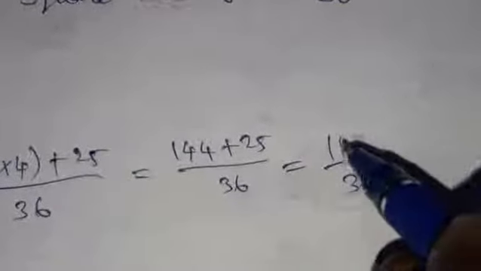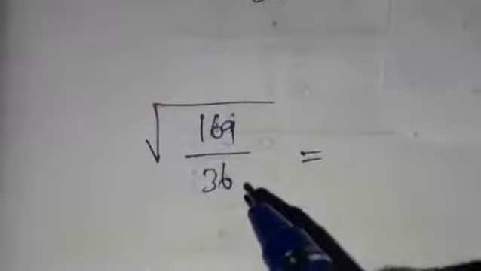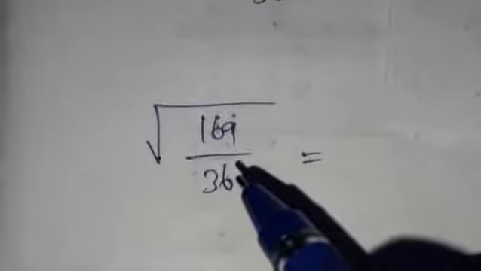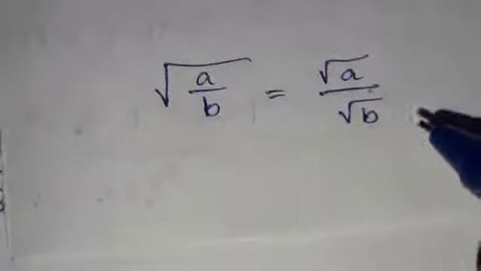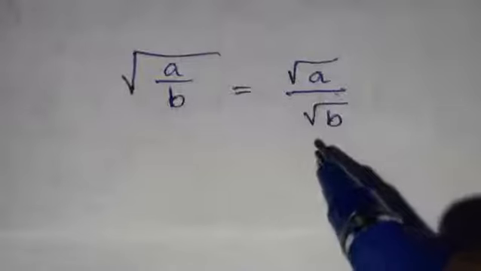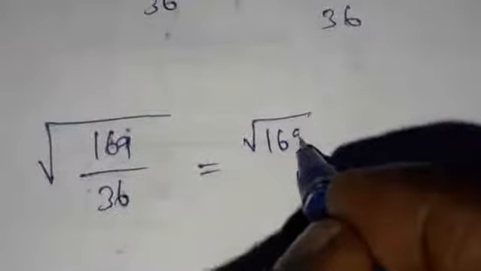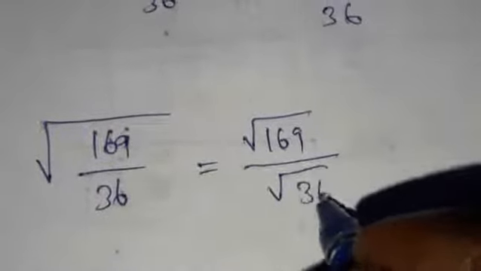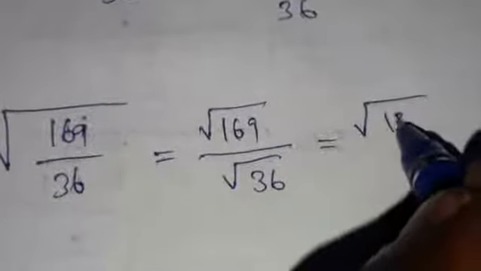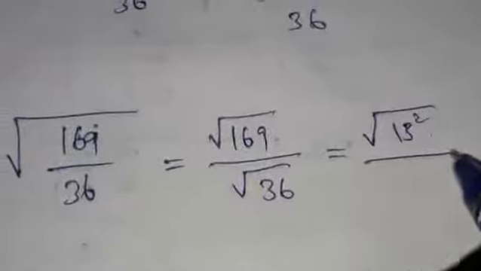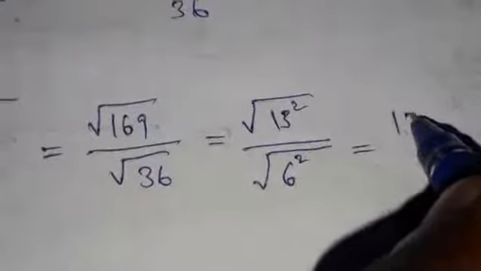We have to find the square root of this number. We have to find the square root of 169 by 36. In this situation, we are going to use a law here. Square root of a by b equal to square root of a by square root of b. This is a law we are going to use in this question. Square root of 169 divided by square root of 36. We know the square root of 169. 13 square is 169 and 6 square is 36. So the answer is 13 by 6.